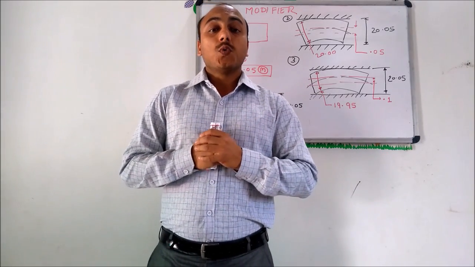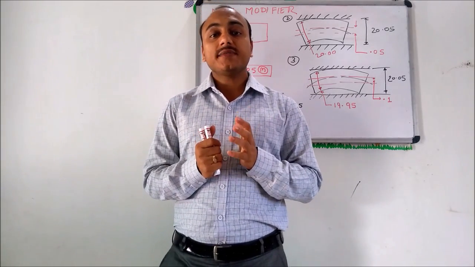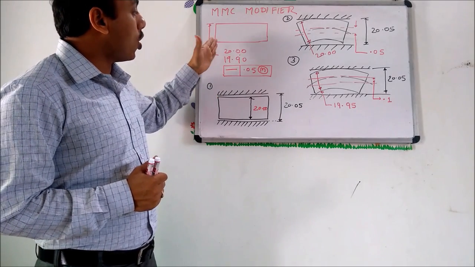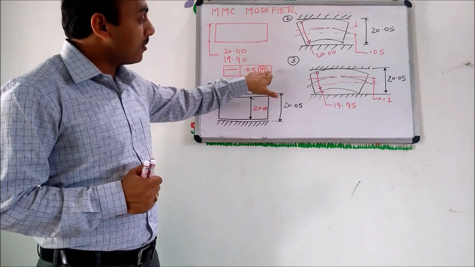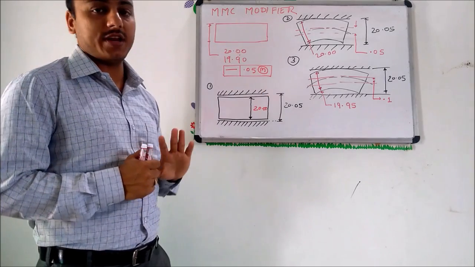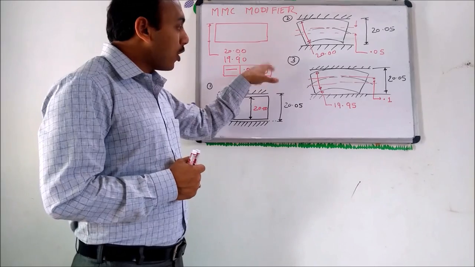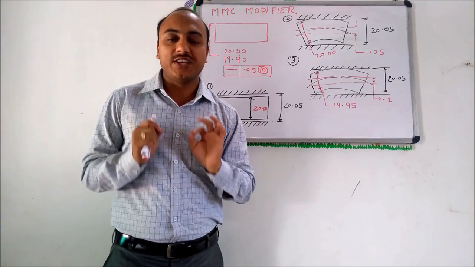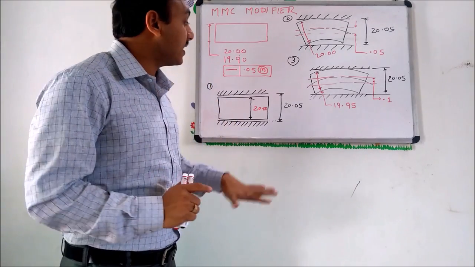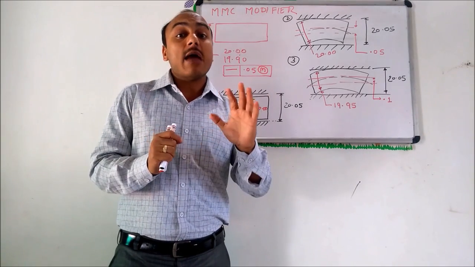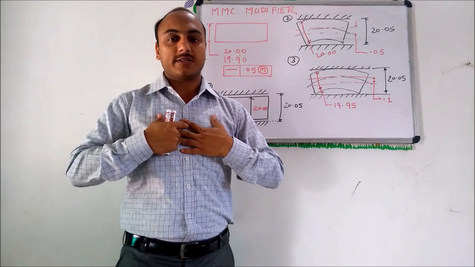Let's discuss what will happen when the straightness tolerance is provided on the dimension and an MMC modifier is given over here. In the previous scenario, there was no MMC, it was regardless of feature size. Now, in this case, we have mentioned MMC. It means MMC is important for us.